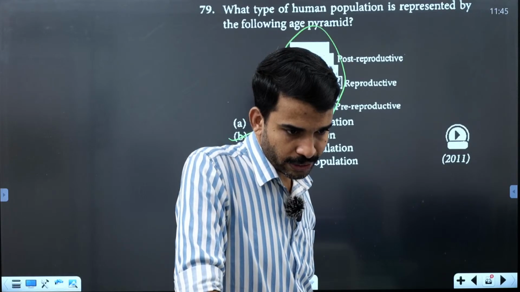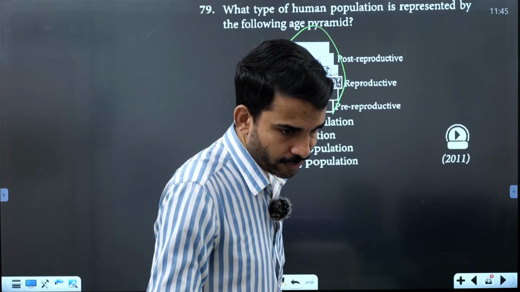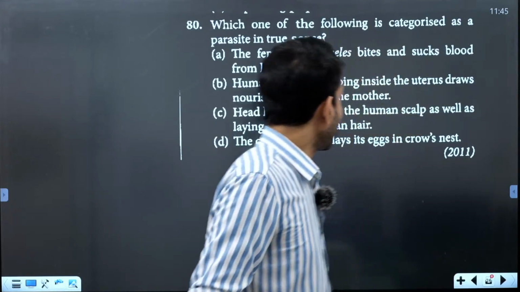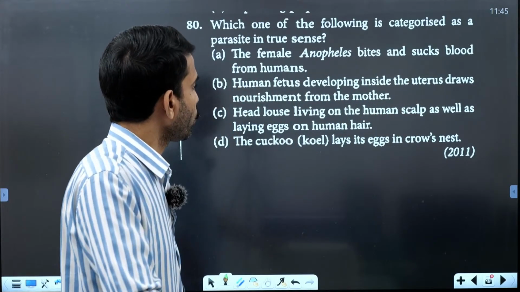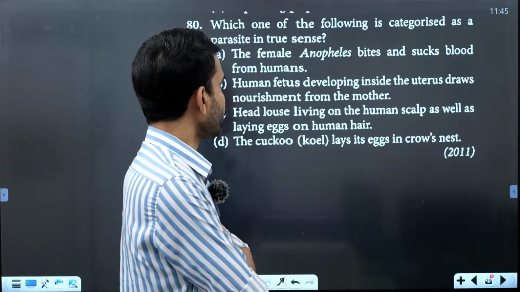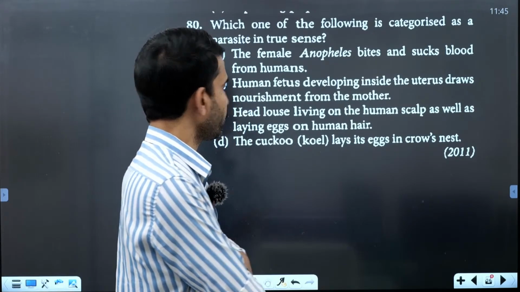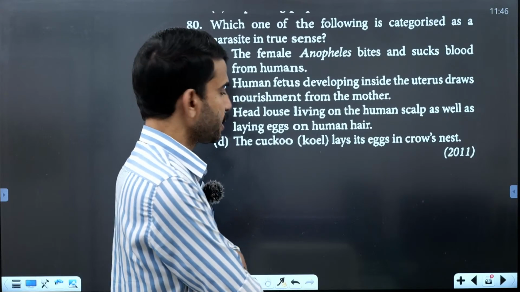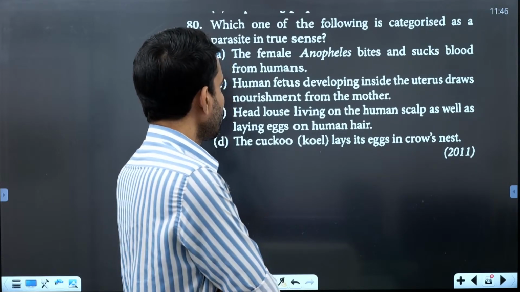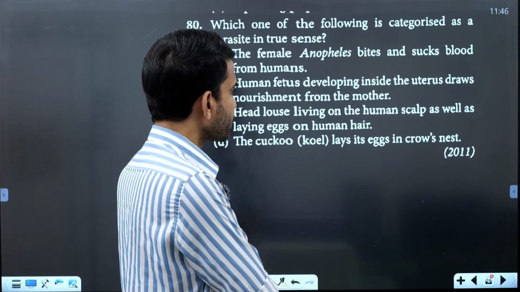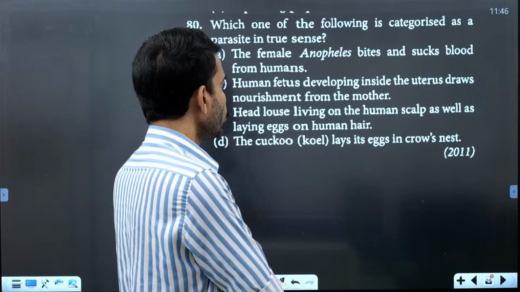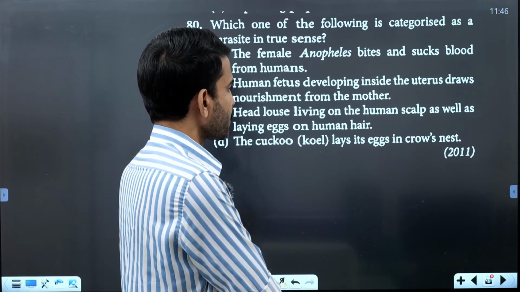Shreya, it's you who gave that, I believe, right? Okay, thank you. It was a mistake. Next one, I will just check it. Which one of the following is categorized as a parasite in true sense? We have the female Anopheles that bites and sucks blood from humans. The human fetus developing inside the uterus draws nourishment from the mother. The head louse lives on the human scalp as well as lays eggs on human hair. The cuckoo lays its eggs in a crow's nest.